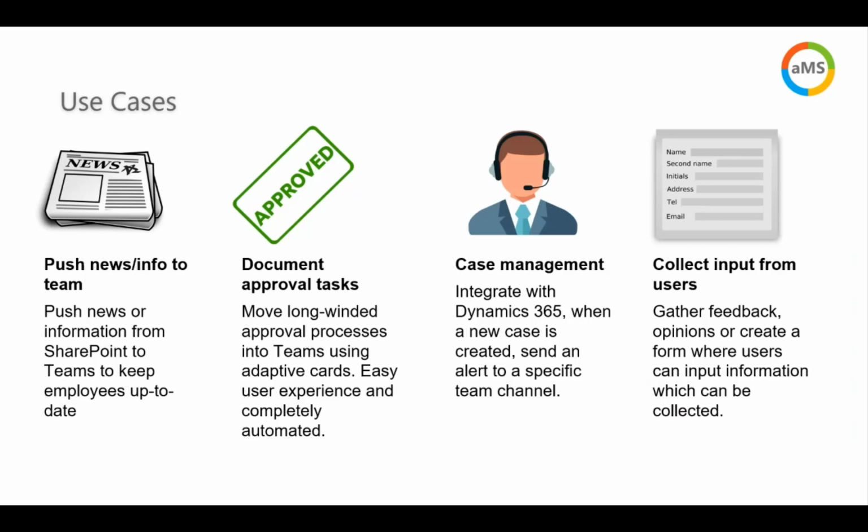The other one in the middle there, approvals, document approvals. So approvals are another way to use adaptive cards. And you can move, for example, if you have really long-winded approval processes that require a lot of emailing back and forth, change that into a quick and easy adaptive card in Teams. You can create approvals for documents, messages, and just about anything, any other approval process that you can think of. And not only that, but it will actually completely automate the process, which improves time to decision making.